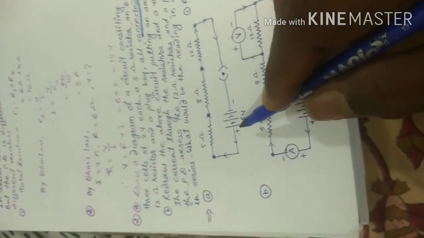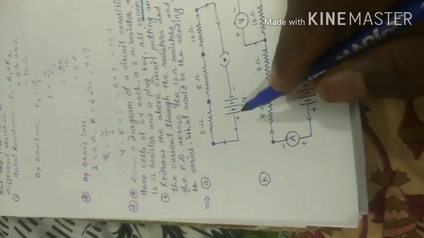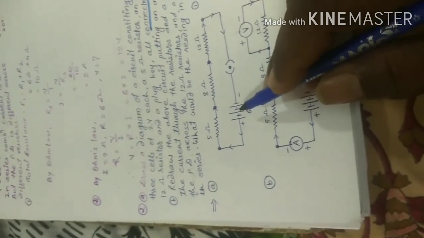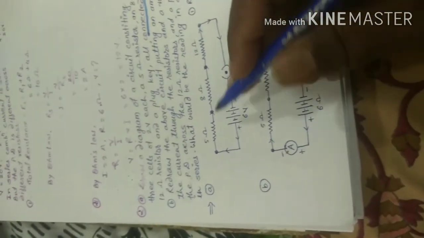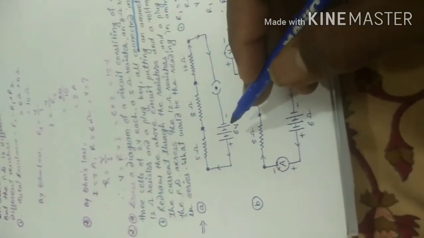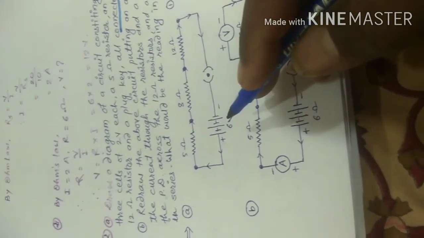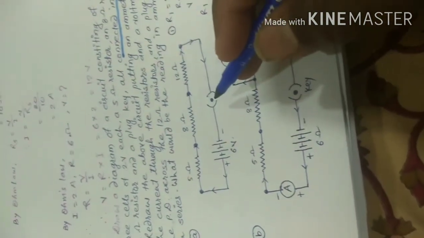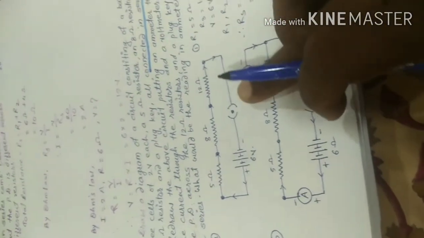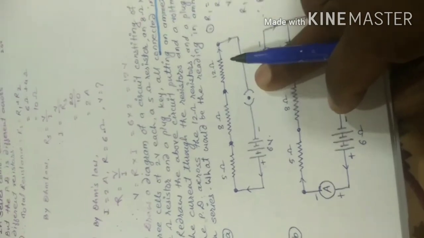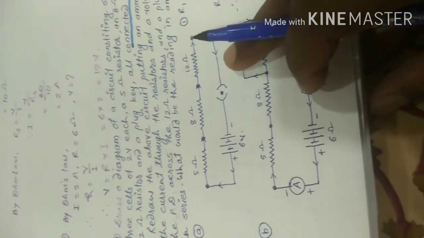One longer line and one shorter line means one cell. So one cell means 2 volt, second cell 2 volt, third cell 2 volt, means total potential difference is how much? 6 volt. Hope you understand this. Then the plug key. So connect this. So this is the answer to the first question: draw the circuit diagram.